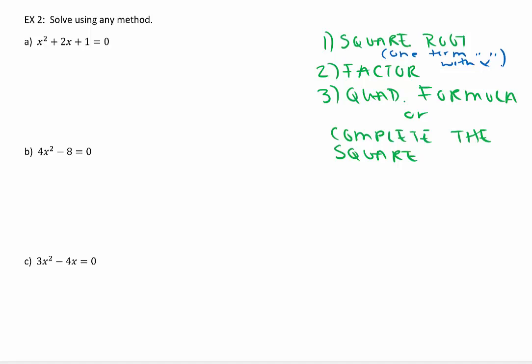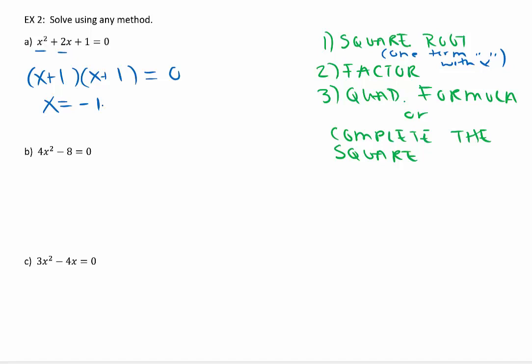In this first one, x squared plus 2x plus 1 equals 0, the square root method is not going to work because there's 2 terms with x's in it. So I'm going to see if I can factor this. Let's see, I need a product of 1 and a sum of 2. I think 1 and 1 will work. So that means x equals negative 1. Factoring was definitely the fastest way to solve this equation.